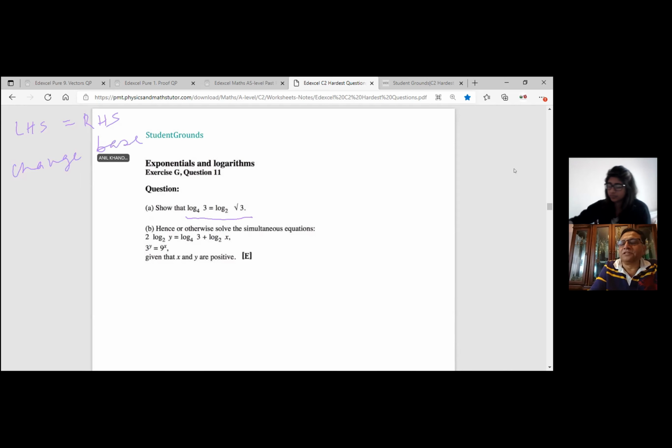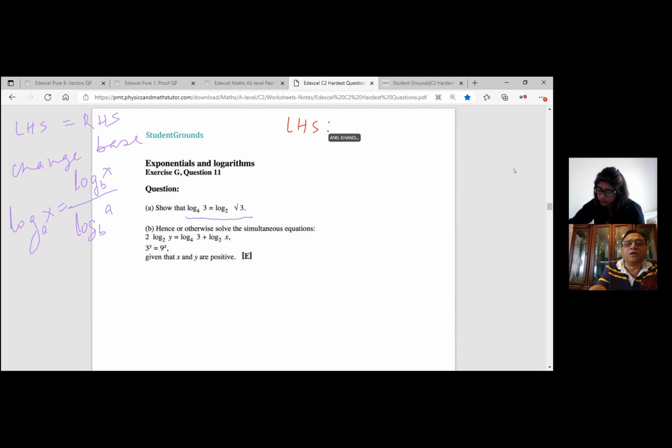Do you remember the change of base formula? Not really, no. Okay, so if it is log base a of x and you want to change the base to b, then it is log base b of x over log base b of a. So you change the base, right? Let's do this change of base formula on the left-hand side, which is log base 4 of 3. When you change the base, it becomes log base 2 of 3 divided by log base 2 of 4, correct?